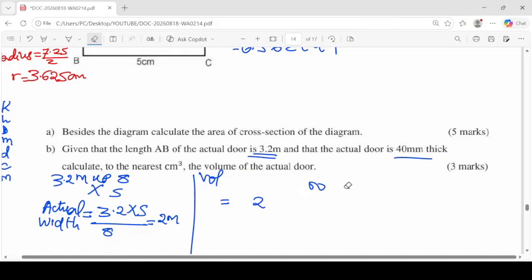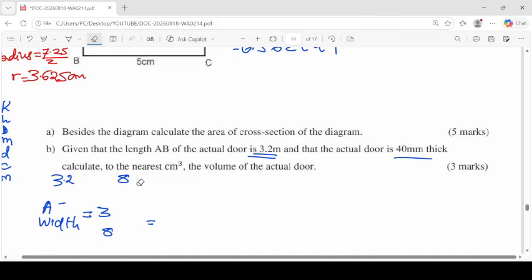First of all, we are being told that there is a slight difference here, in that the actual door measures different from what is on paper, because the actual door is 3.2 meters, which is 320 centimeters, but it's being represented by 8 centimeters on a piece of paper. So let me get the scale factor.